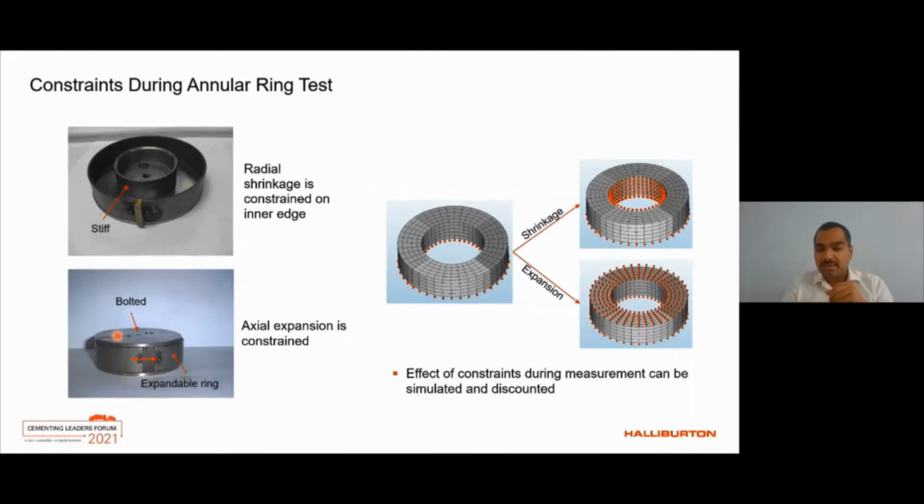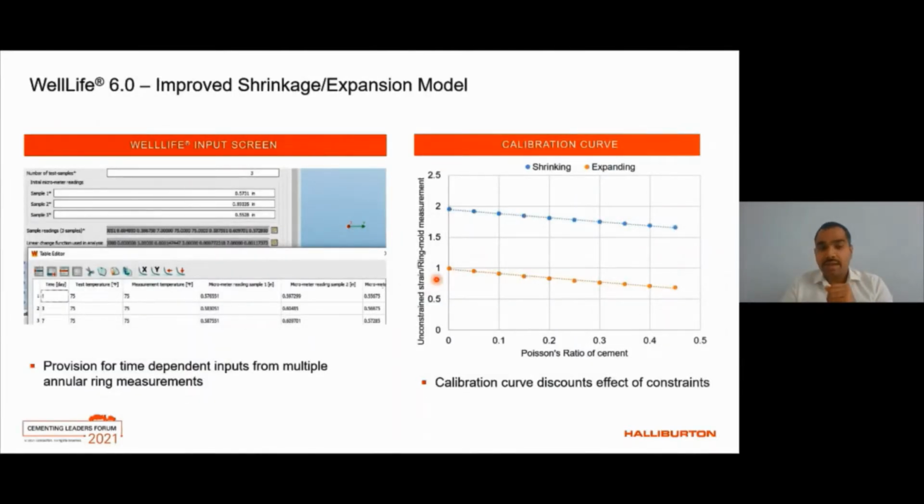Now, here is the representation of the different boundary conditions for the case of shrinkage and for the case of expansion that will be exerted on the ring geometry of the cement during an annular ring test. So what we did was we performed a series of ring mold test experiments numerically by giving different values of free body inputs and measuring what are the observed outputs of shrinkage and expansion in a ring mold. As a consequence of that, we were able to build what's called a calibration curve here.